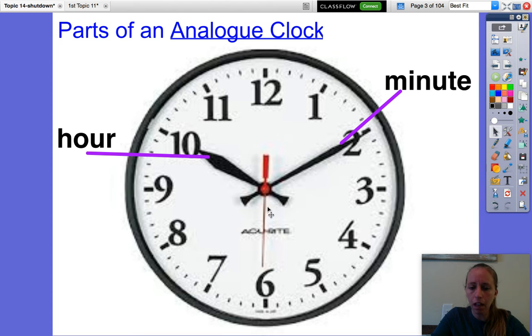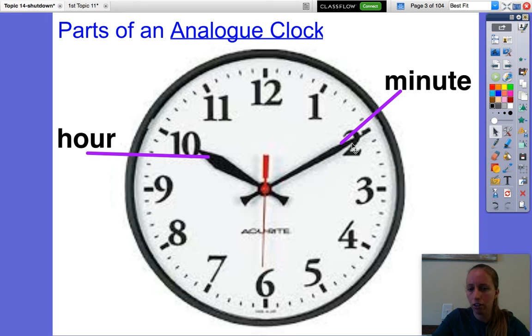Okay, some clocks have this hand right here. Not all clocks do, but this hand tells us the seconds. Okay, we're not going to worry about seconds. We're going to worry about hours and minutes. Something that we also have to notice is that these tell us the hours. 1, 2, 3, 4, 5, 6, 7, 8, 9, 10, 11, 12. Those are hours.